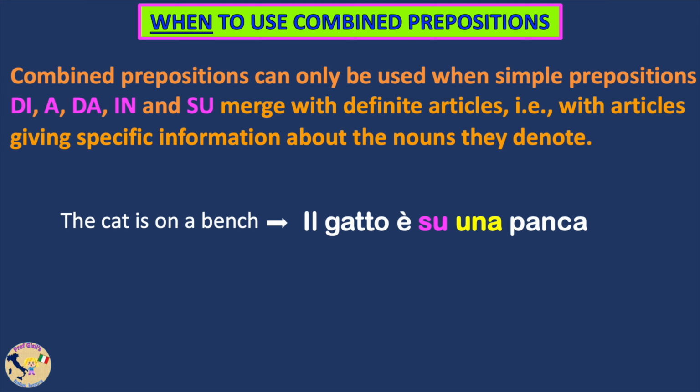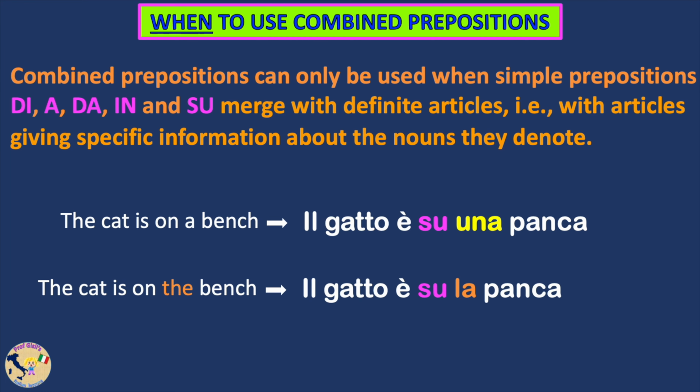But if we want to say that the cat is sitting on a specific bench, then we use the definite article the in English and la in Italian. However, leaving preposition su and article la as separate words would make them more awkward to pronounce, and the flow of speech would be affected. That's why we need to merge them into combined preposition sulla. So now that we've learned when to use Italian combined prepositions, let's see how to use them.